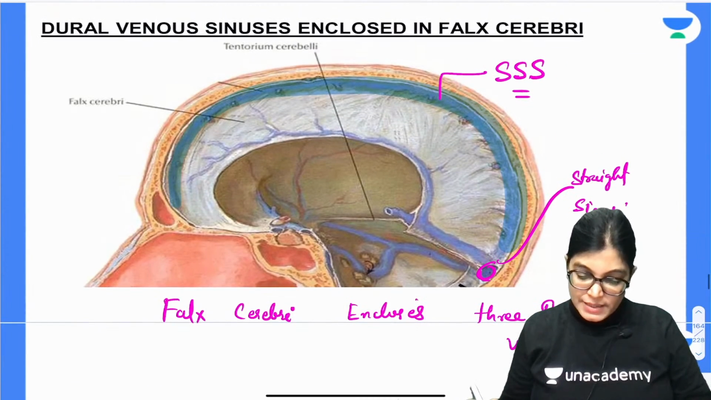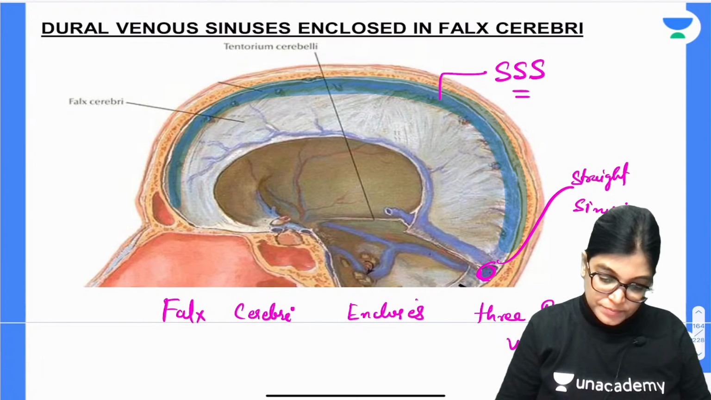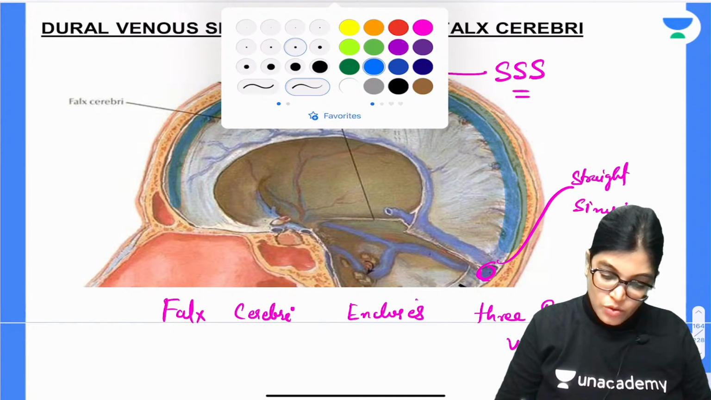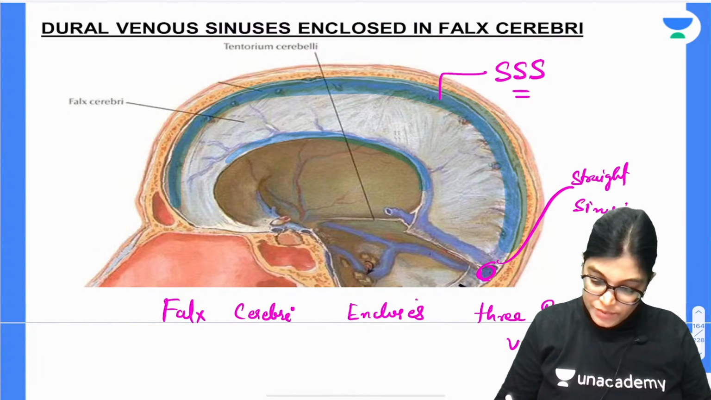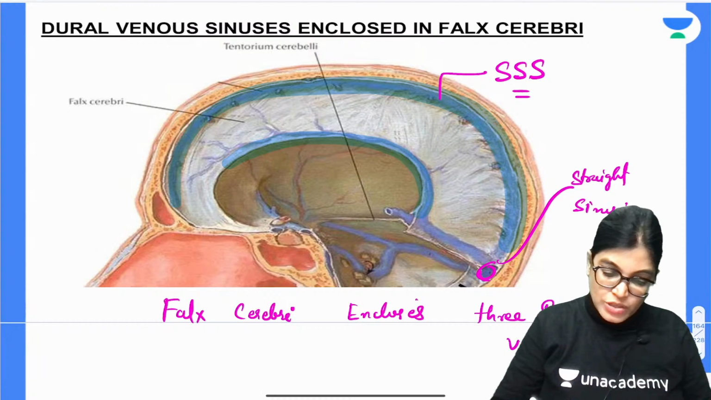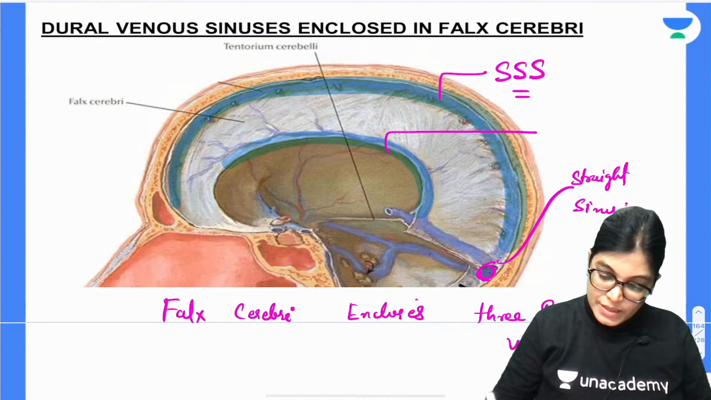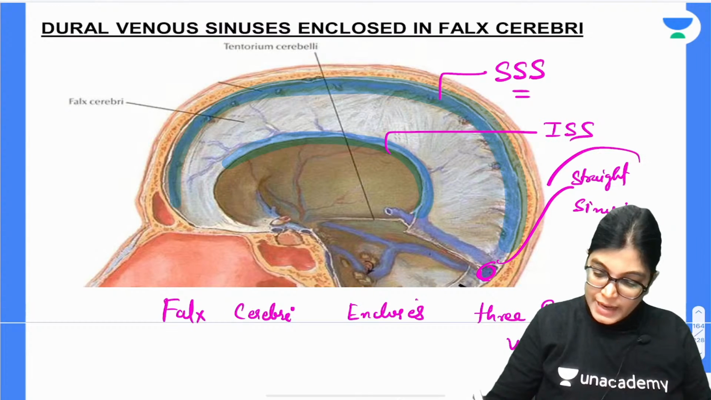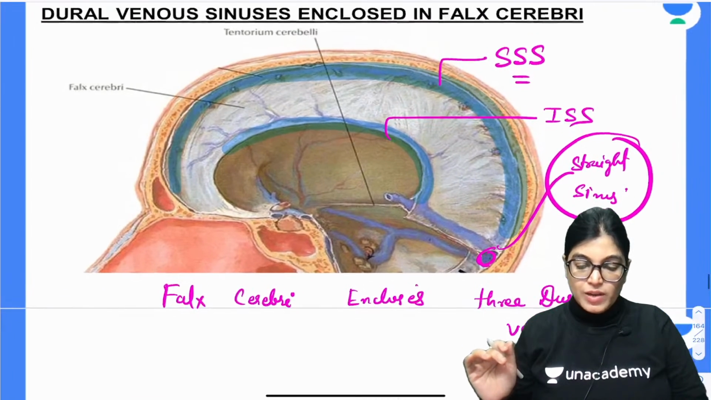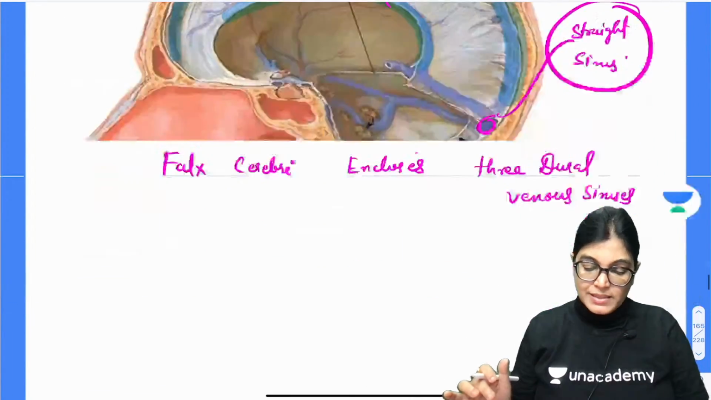Okay, one more sinus which I want you to see here. Yes, lower down you can see here lies the inferior sagittal sinus. So the lower margin will be having the inferior sagittal sinus, and at the junction of the tentorium cerebelli there will be the straight sinus. So at the junction of tentorium cerebelli, straight sinus; lower margin is the inferior sagittal sinus.